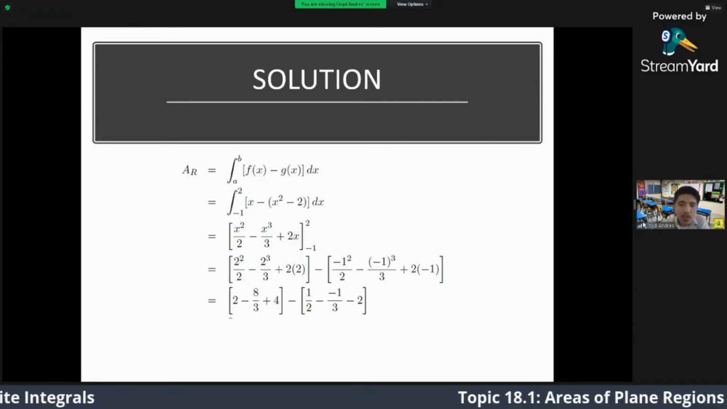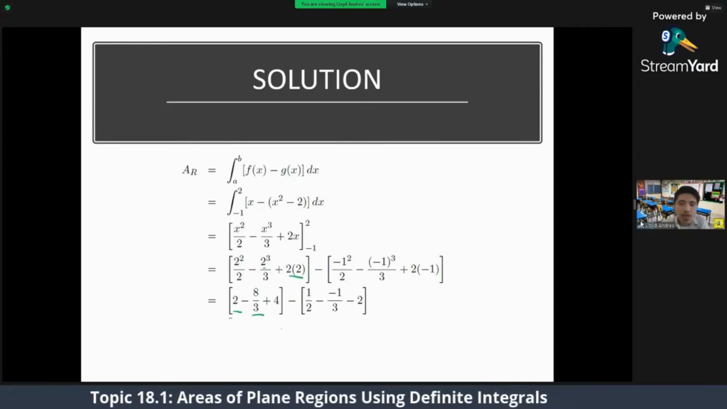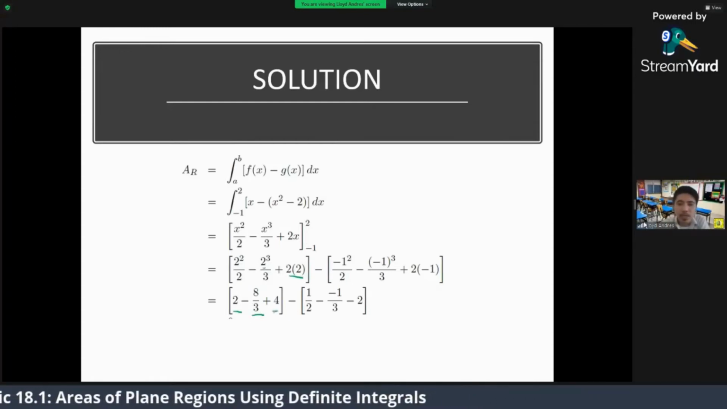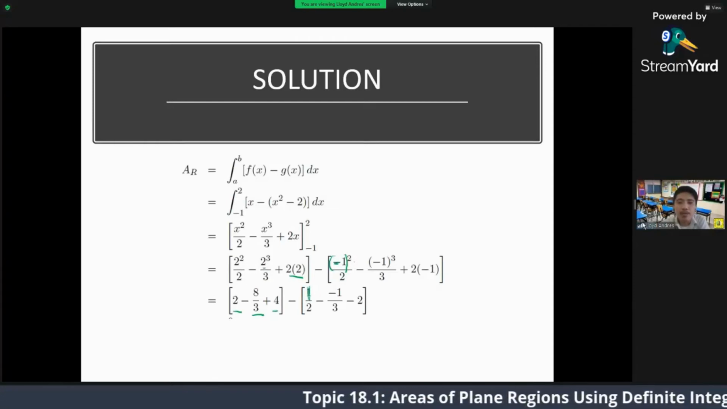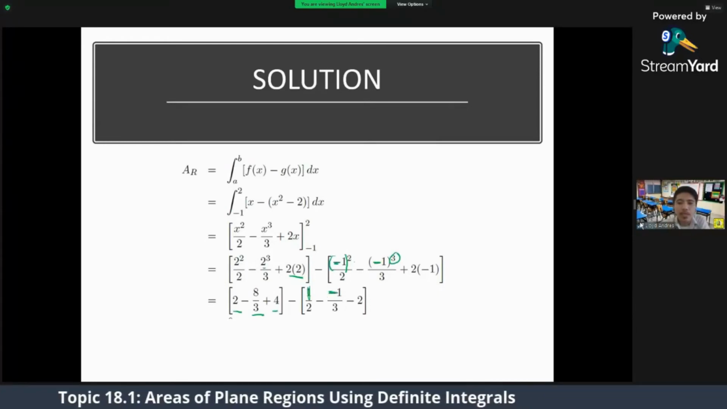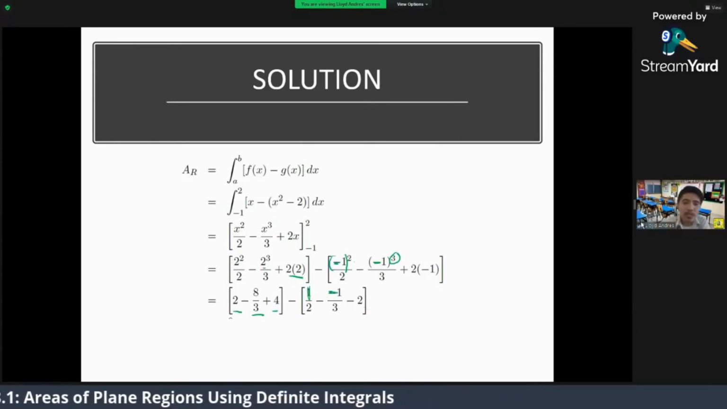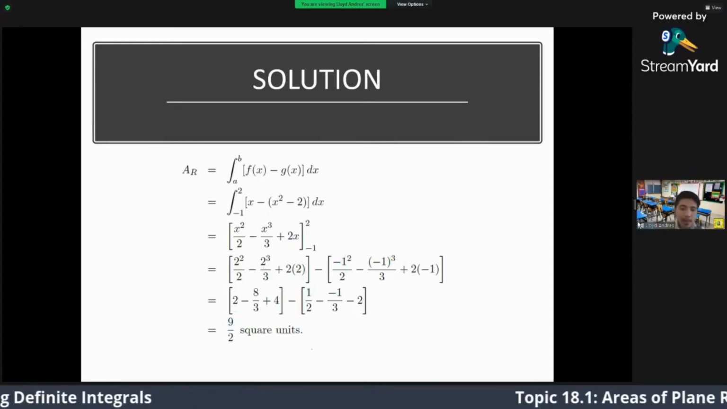So, 2 squared, that's 4 divided by 2, so that becomes 2. Next, 2 cubed, 8 over 3. 2 raised to 4, and 2 times 2 is 4. Next, negative 1 squared. So, negative, then even, so it becomes positive. Negative, then add, so this becomes negative. Then, negative 2. Then, lastly, you just have to simplify to come up with the final answer.